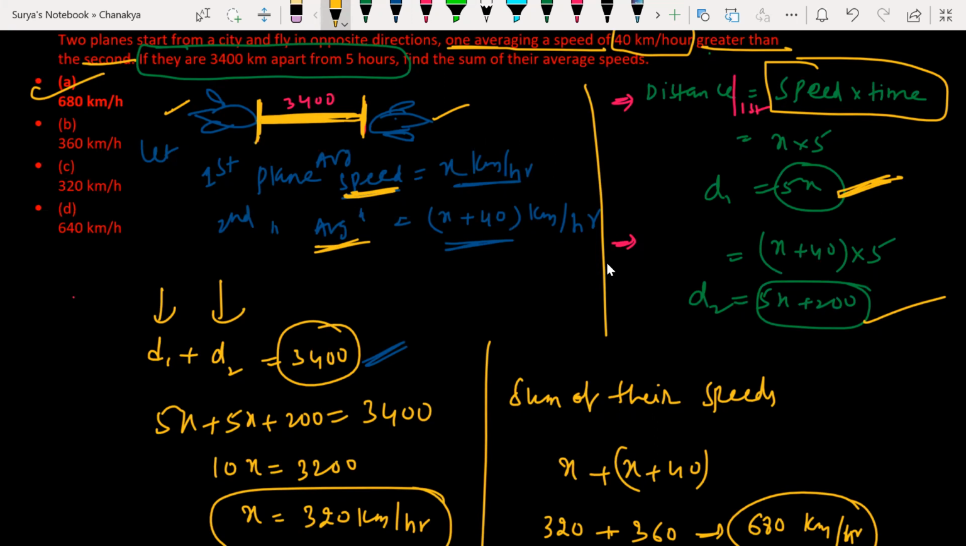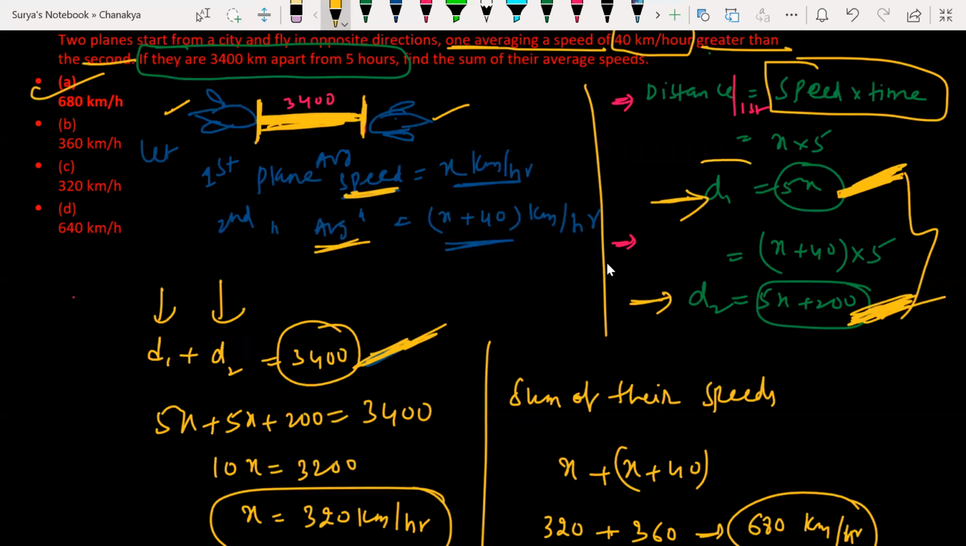Clear? So for these two to meet, together they have to travel 3,400 kilometers. To cover that distance, what do we have to do? I'm calculating that much distance, between plane 1 and plane 2. The distance of plane 1 is 5x, the distance of plane 2 is 5x plus 200. The first plane has to cover this much and the second plane has to cover this much, so combined this is 3,400. Getting my point? This distance plus this distance together is 3,400, because they have to cover this much distance.